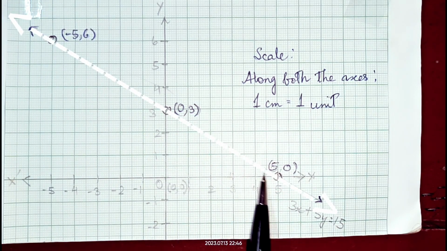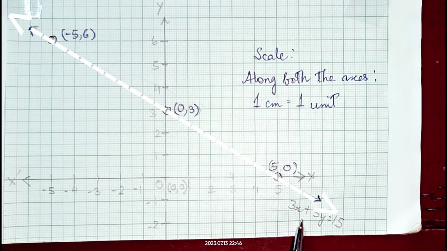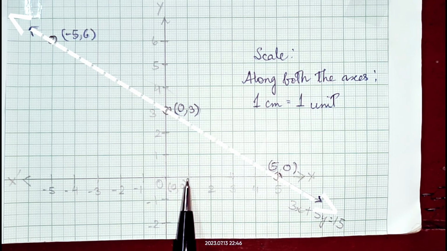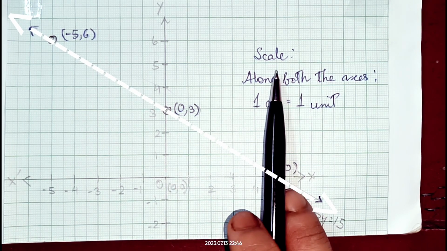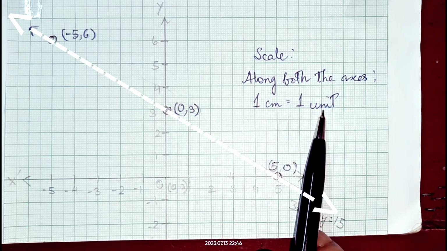If I join them, then I'm going to get the straight line, which is the graph of the equation 3x + 5y = 15. Here also, like the previous sum, we have taken 1 centimeter equal to 1 unit, which I have mentioned in the scale. Along both the axes, 1 centimeter equals 1 unit.